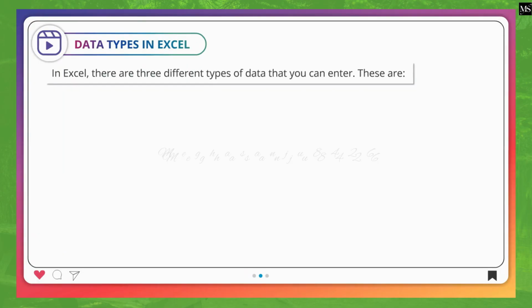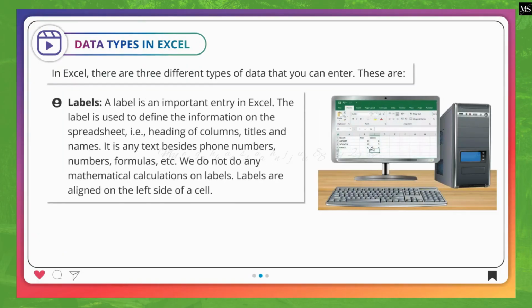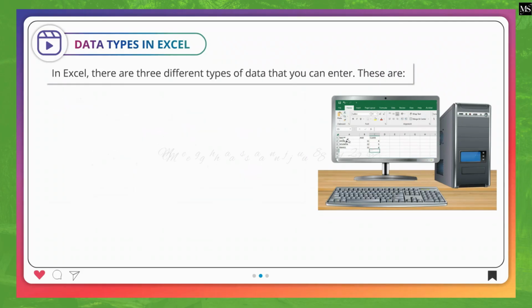Data types in Excel. In Excel, there are 3 different types of data that you can enter. These are labels. A label is an important entry in Excel. The label is used to define the information on the spreadsheet, that is, heading of columns, titles, and names. It is any text besides phone numbers, formulas, etc. We do not do any mathematical calculations on labels. Labels are aligned on the left side of a cell.